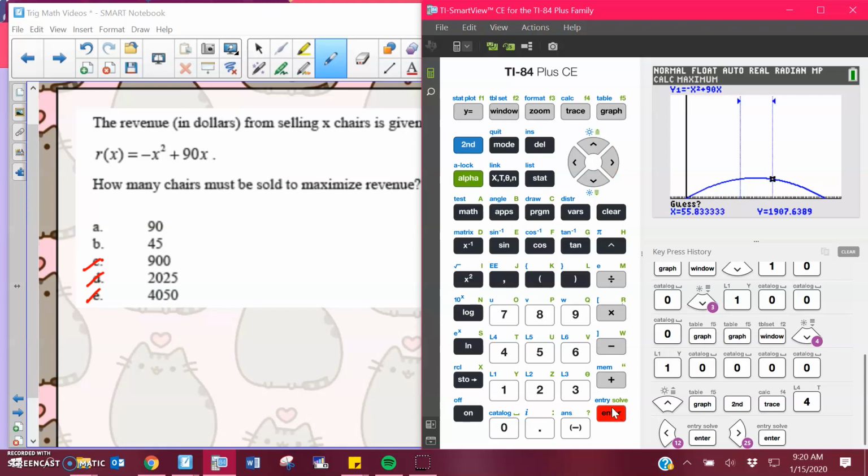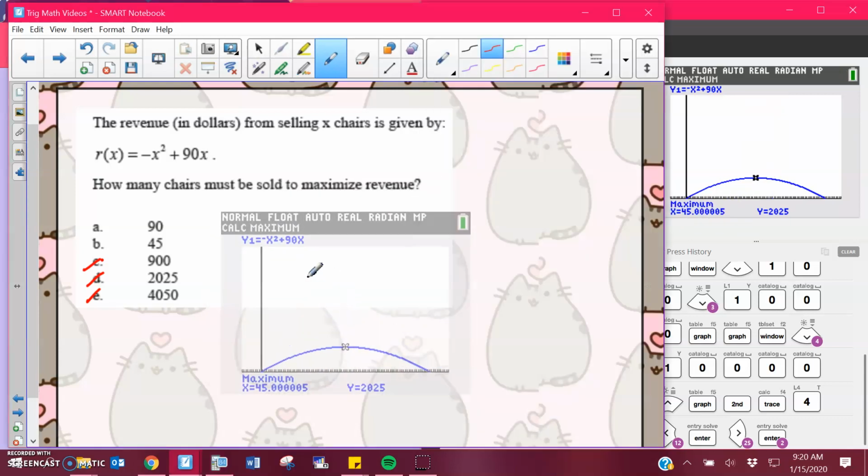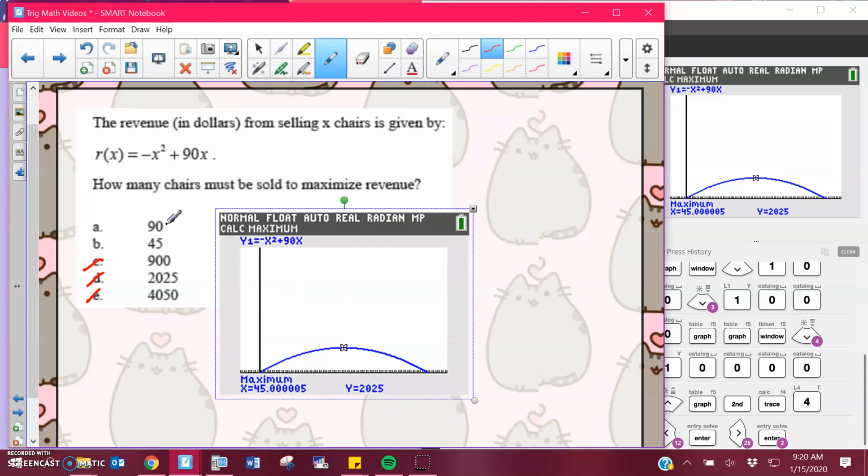Then it asks you to guess. You don't actually have to guess. Just press enter again. And so my maximum is at 45 point blah, blah, blah. It's trying its hardest to please you here. So it says how many chairs must be sold. That means that's the X value and it's 45. That tells you that's going to be the maximum revenue. Okay, again, try a lot of these word problems. A lot of it is plug in, figure it out, or there are some other methods you can use to solve, like this one where I could type it into my calculator.